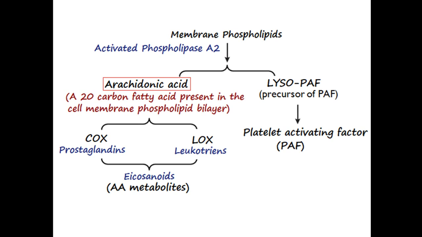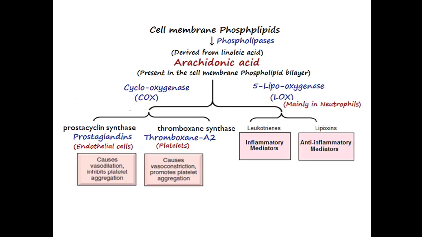Now, what is arachidonic acid? It is a 20 carbon fatty acid which is present in the cell membrane, particularly the phospholipid bilayer. Now, when arachidonic acid is acted upon by the cyclooxygenase enzyme, it will result in the formation of prostaglandins. And if the enzyme present is the lipoxygenase enzyme, it will convert arachidonic acid into metabolites that are known as the leukotrienes. And the arachidonic acid metabolites are known as the eicosanoids, because of the 20 carbon fatty acid which is present.